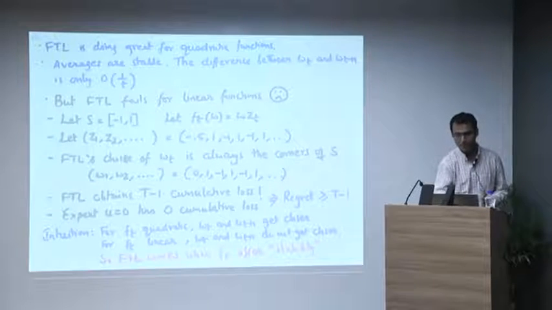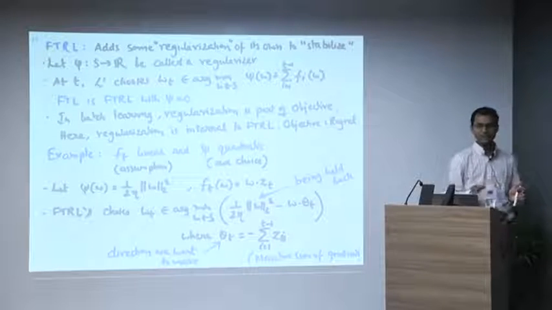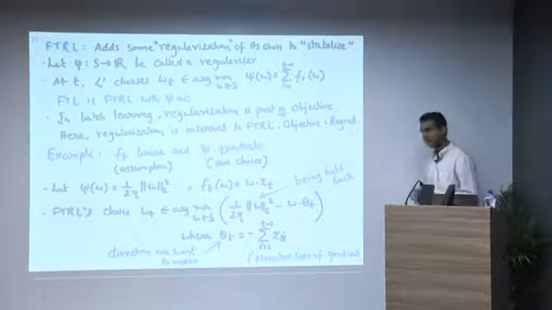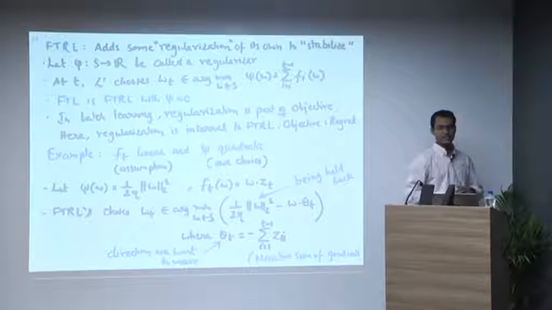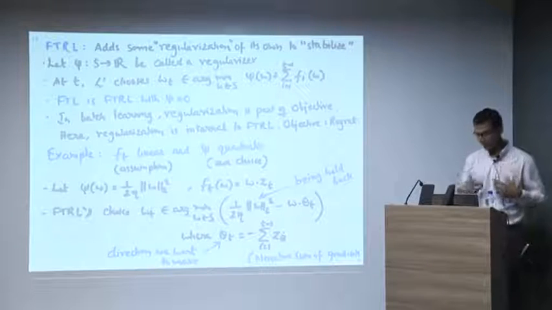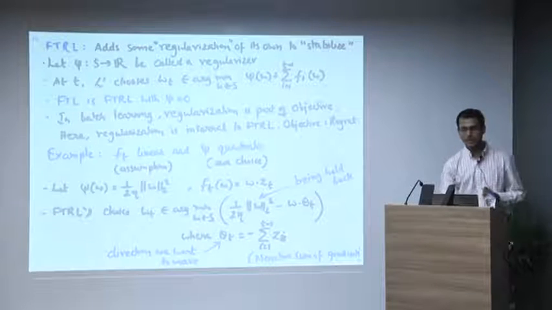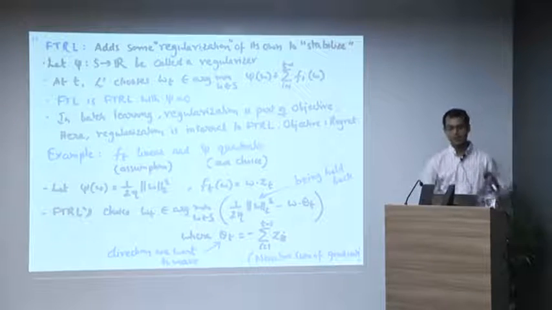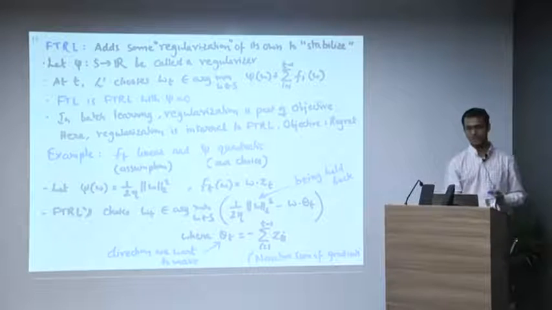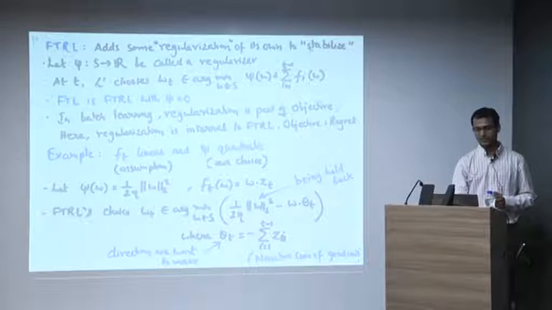But we don't want to depend on nature. So now we're going to improve that FTL algorithm and try to come up with stability from internally. What we're going to do is add something that we call regularization of our own to stabilize. So what is this concept?